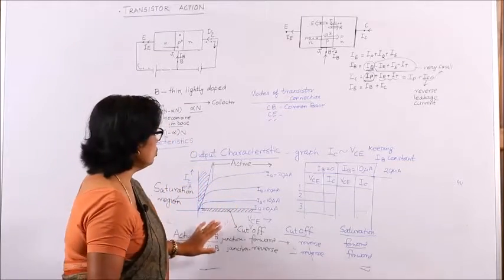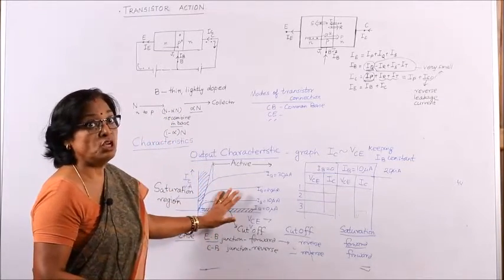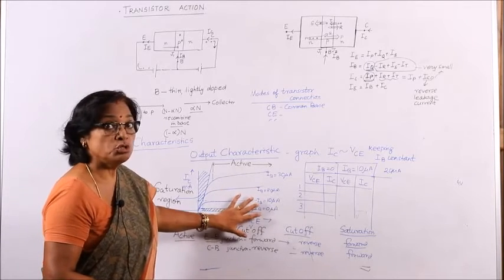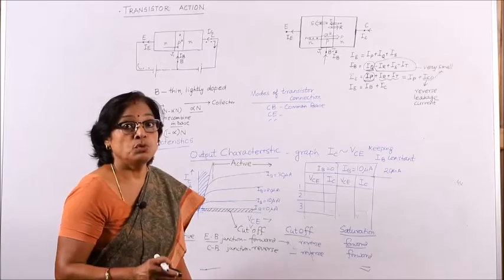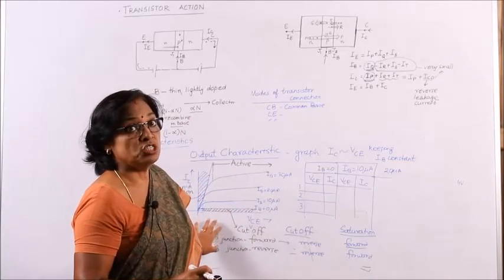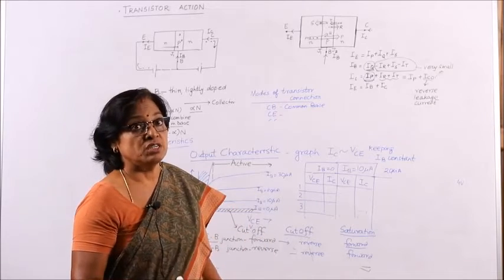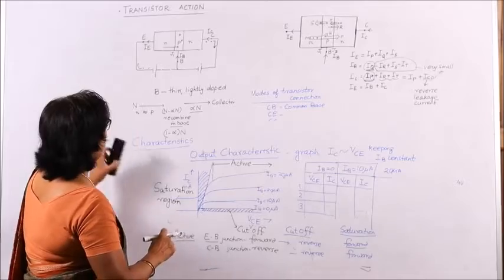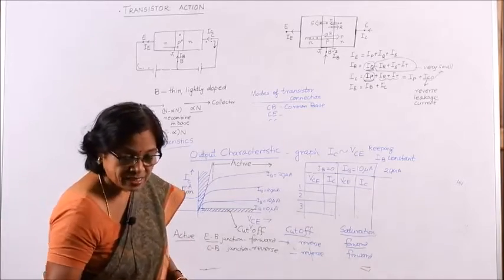And we always use the transistor in the active region, all amplification etc. The transistor is used in the active region. To connect it in active region, we must have emitter base junction forward biased and collector base junction reverse biased. So, we will see how a transistor can be used as an amplifier.